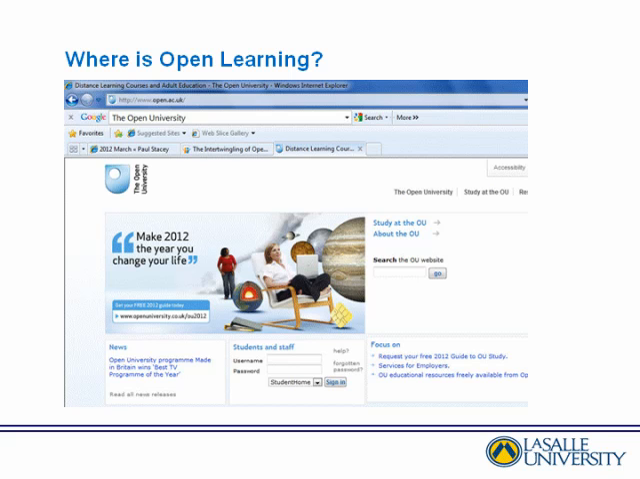I guess the other reality too is a lot of times initially, it's more expensive to put it out there free than it is to actually charge people for it. So one of the things that makes good open learning is that it's available and everybody knows it's out there. What we have here is the Open University at MIT.